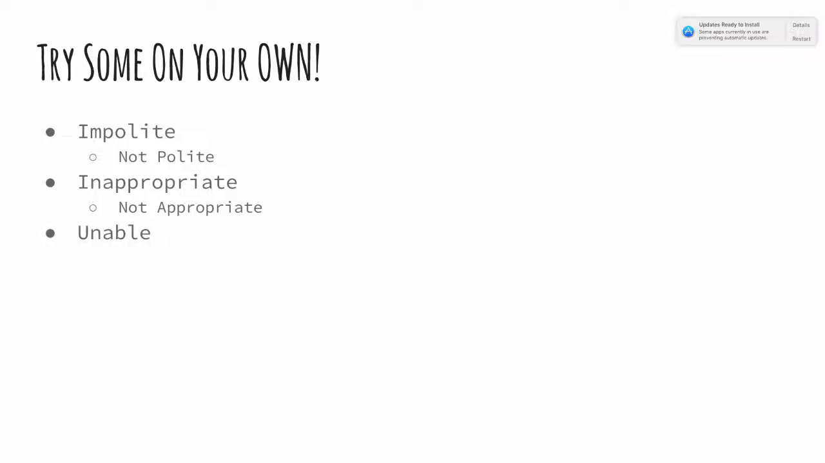Unable. Okay, I think this is our last one. Unable. Write down unable, circle the prefix, and write down what you think unable means. Pause the video to do that. Okay. So unable means not able, and you should have circled the letters UN in unable, okay? Remember, prefix is always a group of letters that come before the word, okay? And un means not.